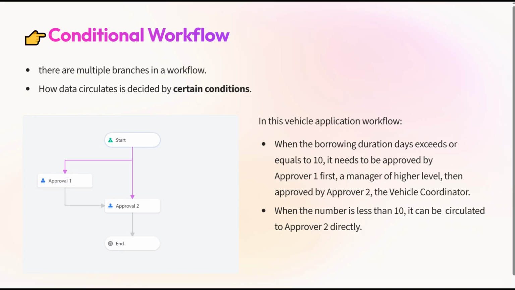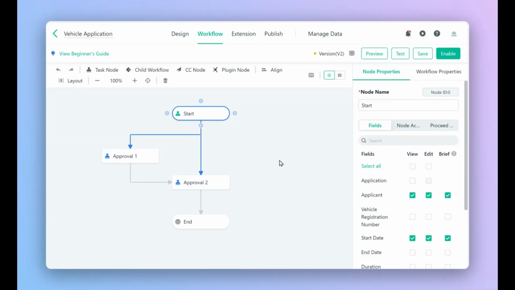He is the charger of node approval 1. Then the request will be approved by Lin, the vehicle coordinator. She is the charger of node approval 2. When the number is less than 10, it can be directly circulated to Lin. Let's see how we can configure.